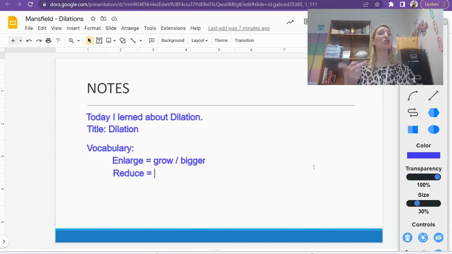Now, the next word, super important, to reduce. Hopefully, you know that this is actually the opposite of enlarge, right? If I reduce how many minutes of class we have, that's less minutes. If I reduce how much money you get, that's less money, right? Reduce means to shrink or to get smaller. Okay, so let me write shrink or smaller. Sounds good? Up until here, are we okay?